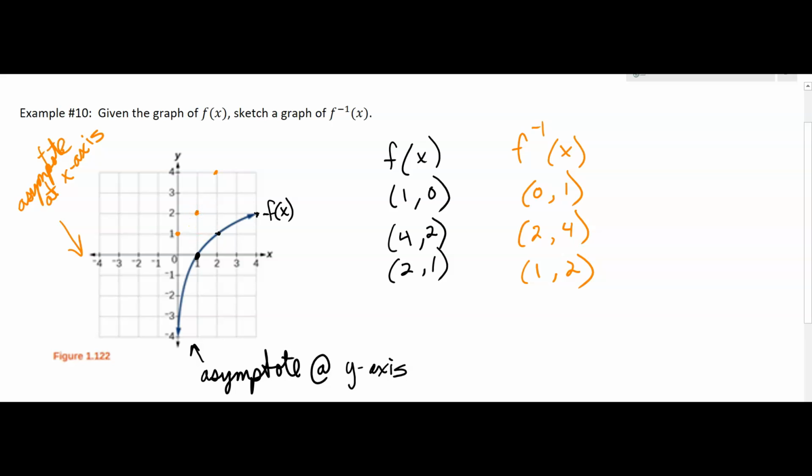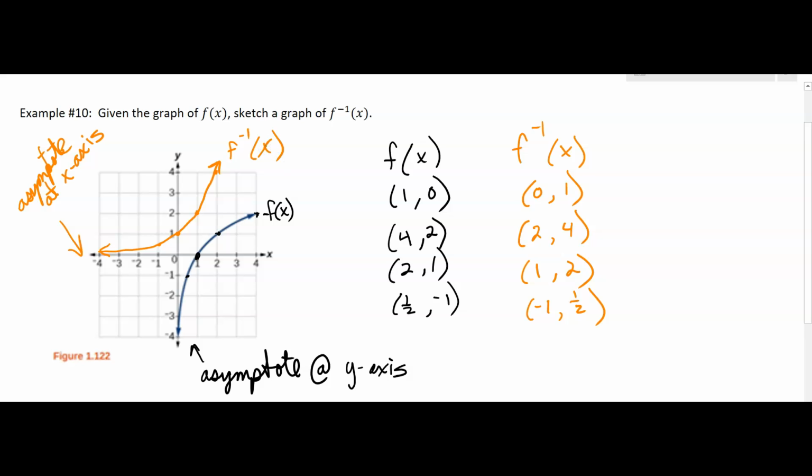Now, I have to make sure I keep the integrity of the graph. You could even make a fourth point. It looks like there's a point right there that's about 1/2, negative 1. Now, when you switch that for the inverse, it's going to be negative 1, 1/2. So we can graph that. Might make it a little bit easier. So we know it's going to run asymptotic to the x-axis. So we have sketched a graph then of the inverse for that function they gave us.